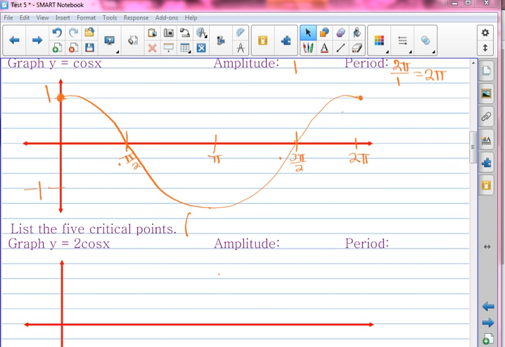All right, list the 5 critical points. Your highest point is 0, 1, and 2 pi, 1. Your lowest point is pi, -1, and it crosses the x-axis at pi over 2, 0, and 3 pi over 2, 0.